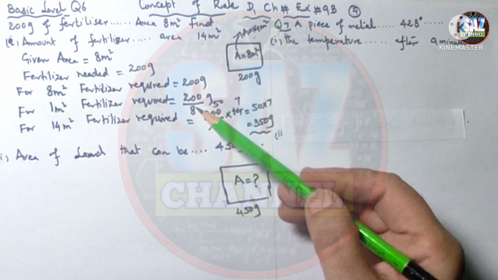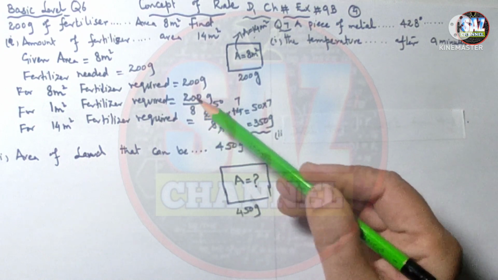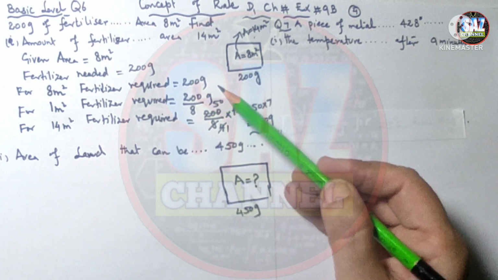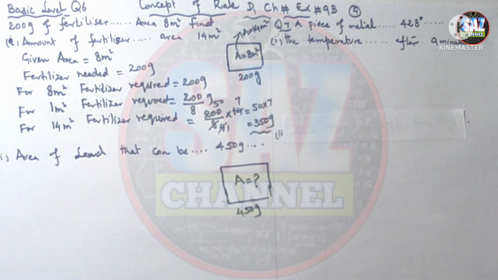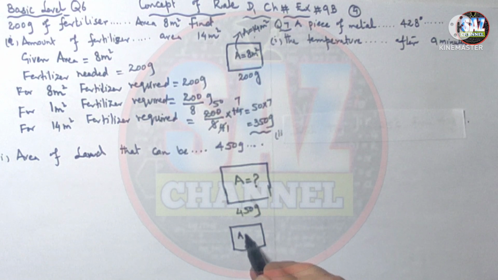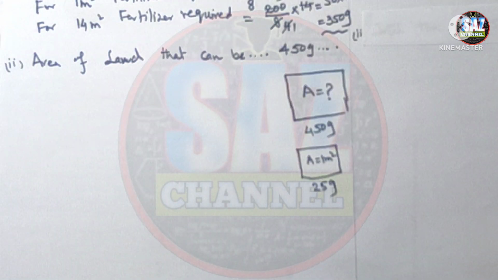This will give me the simplified answer: 8 ones are 8, 8 twos are 16, and 8 fives are 25. So for 1 meter square area, if the area is 1 meter square, how much fertilizer do we need? That is 25 gram. And now if for 1 meter square we need 25 grams, for 450 gram, how much area is needed? That is the problem in this question.